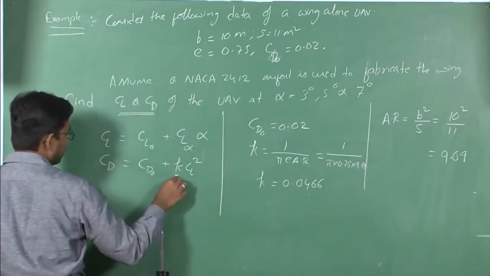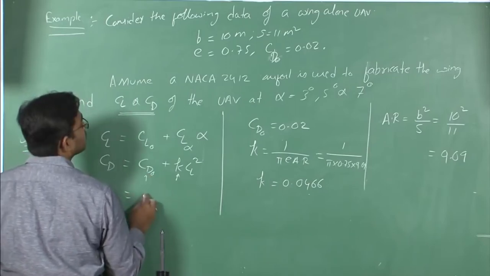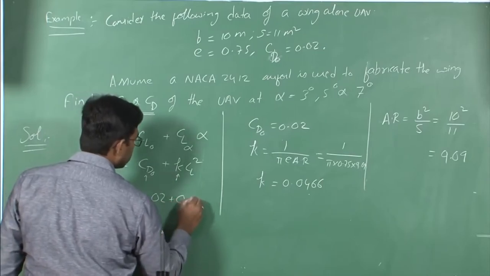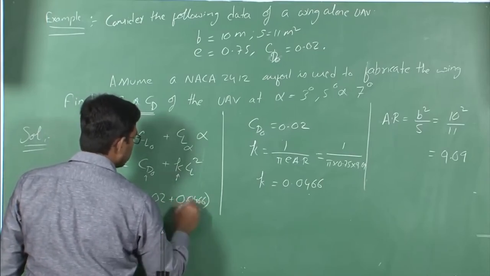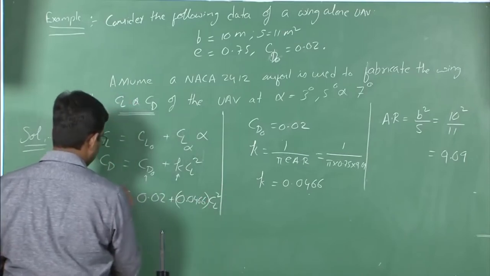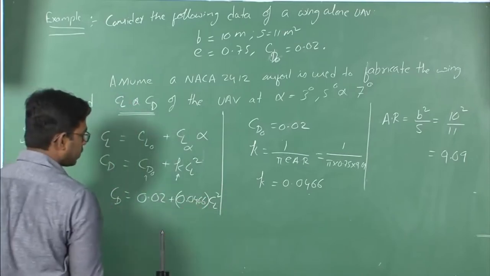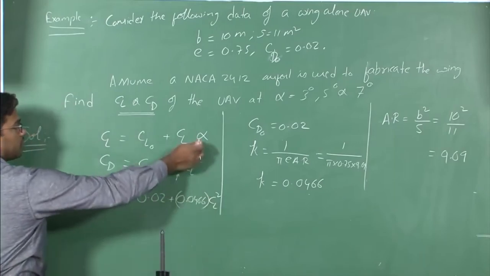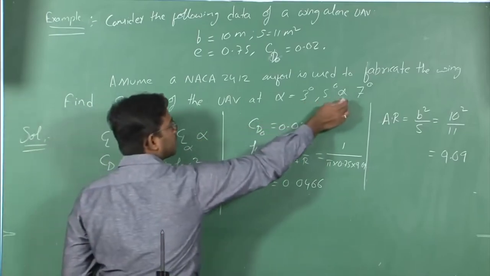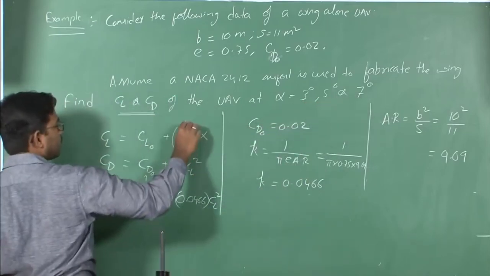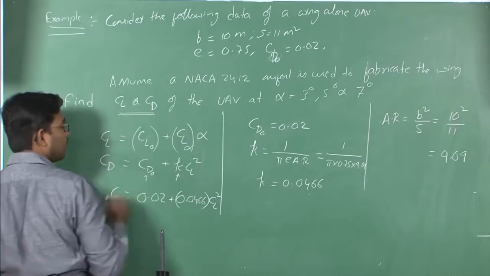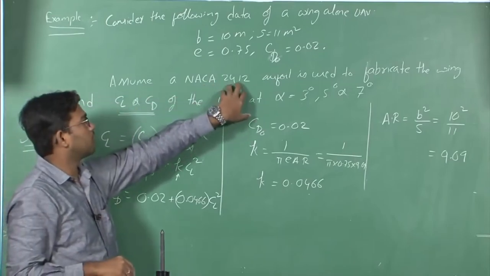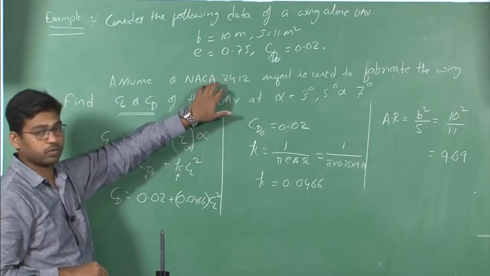Now, you know what K is, you know what CD naught is. So CD equals 0.02 plus 0.0466 into CL square. Now, for different values of CL, you will get the corresponding CD. So, when do you get different values of CL? When you have different angles of attack, say 3 degrees, 5 degrees and 7 degrees here. But you need to find out the CL alpha of this wing and CL naught of this wing, right. For that, the information given is that this is made out of the NACA 2412 airfoil.